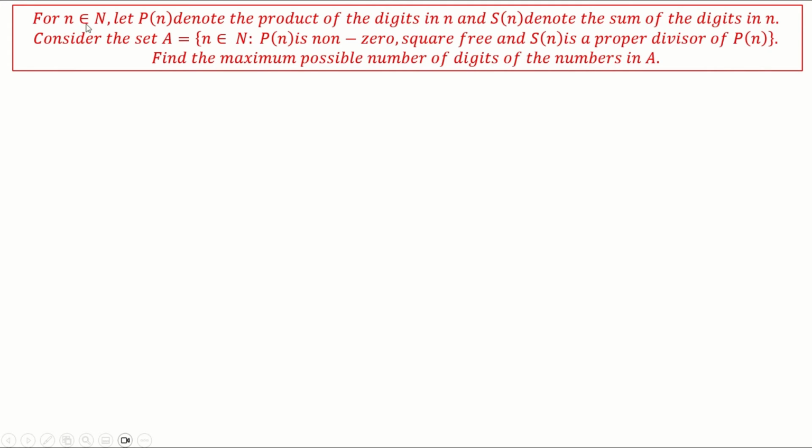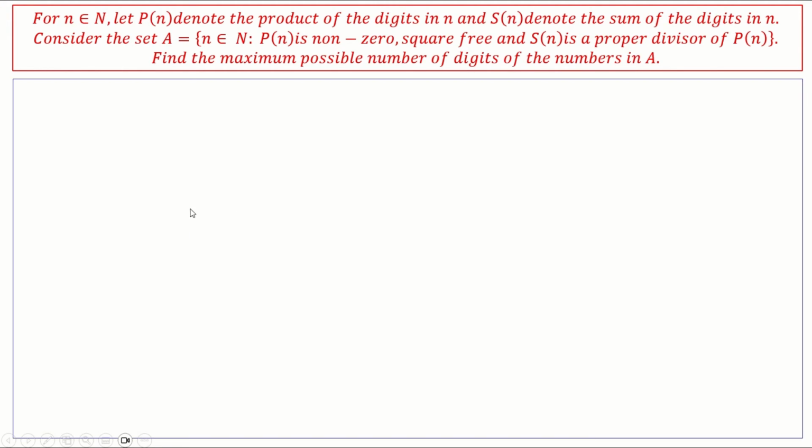For n belonging to natural numbers, let P of n denote the product of digits in n, and S of n denote the sum of digits in n. Consider set A, where n belongs to natural numbers, P of n is non-zero, square free, and S of n is a proper divisor of P of n. Find the maximum possible number of digits of the numbers in A.